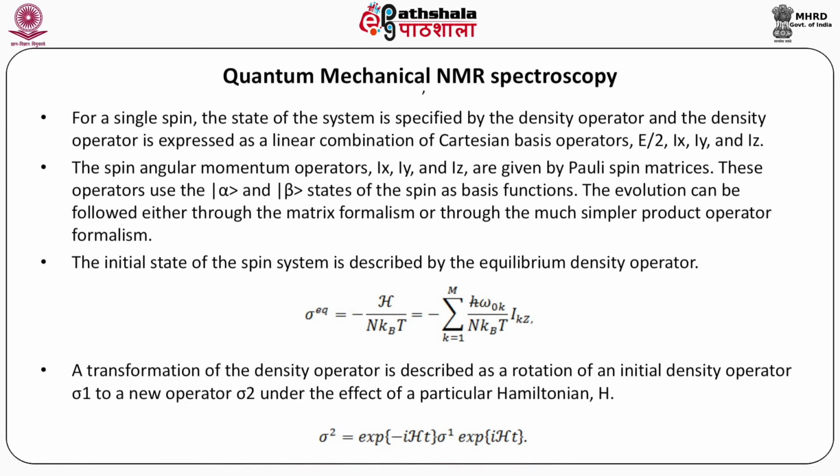Quantum mechanical NMR spectroscopy. For a single spin, the state of the system is specified by the density operator, and the density operator is expressed as a linear combination of Cartesian basis operators E/2, Ix, Iy and Iz. The spin angular momentum operators Ix, Iy and Iz are given by Pauli spin matrices. These operators use the alpha and beta states of the spin as basis functions. The evolution can be followed either through the matrix formalism or through much simpler product operator formalism. The initial state of the spin system is described by the equilibrium density operator, which is given by this equation, sigma is equal to h divided by N kBT and the rest of it.